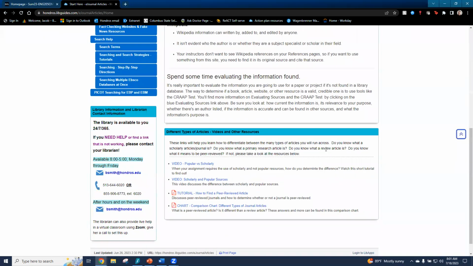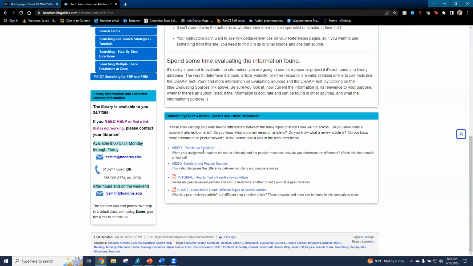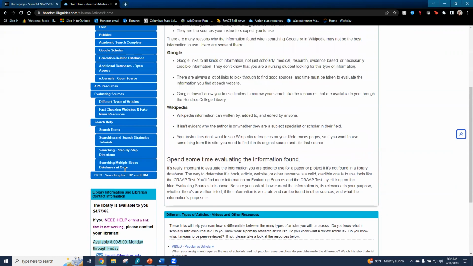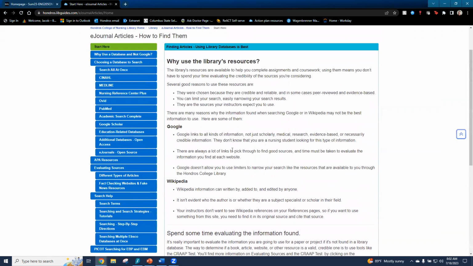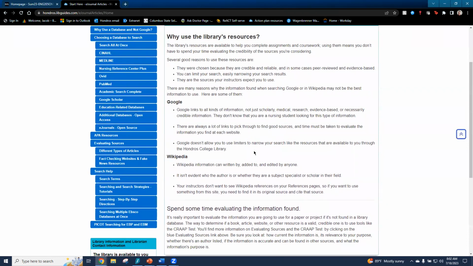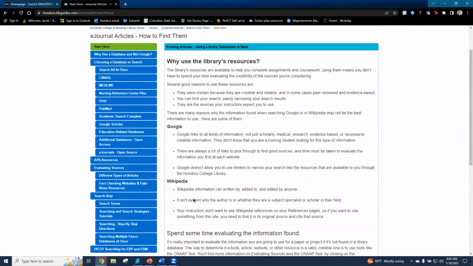And we have a lot of useful information here. Like down here, for instance, we have videos on popular versus scholarly sources. We have a tutorial on how to find peer-reviewed articles. We have a chart comparing different types of journal articles. We also have our librarian Beth's contact information. She's really helpful. She can help you out with aspects of research and in writing. For instance, I know of people who have asked her for help with like grammar and stuff. So she's very nice, very helpful.